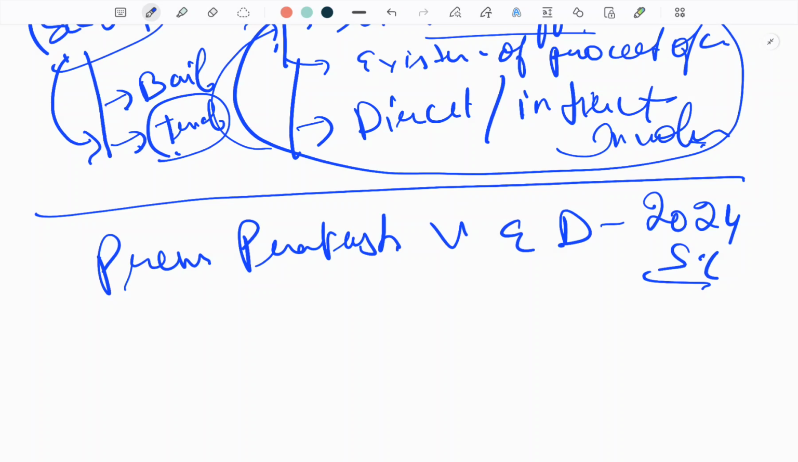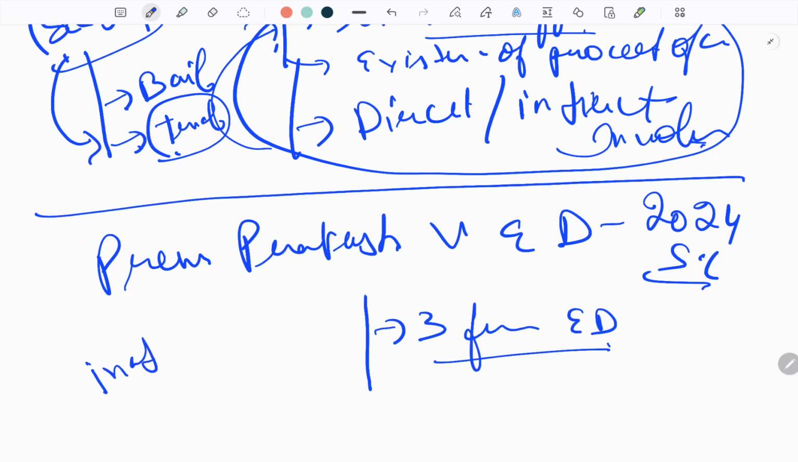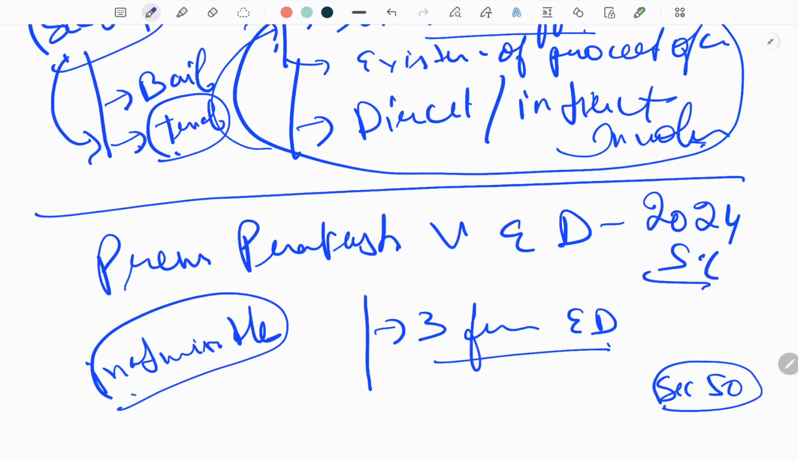So, firstly, the 3 foundational facts have to be proven by ED during bail, and a statement to ED during investigation is inadmissible. I am not talking about section 50, because in section 50 they have taken the oath of the person, but during investigation they have not taken the oath, so it is inadmissible. And all the documents which are against the accused have to be given to the accused. It is a part of fair trial, this judgment says. Every document has to be given except the ECIR, because it is an administrative document and need not be given to the accused.